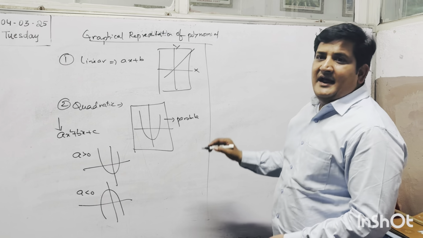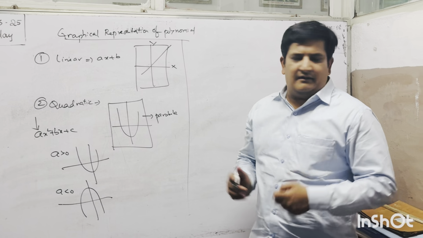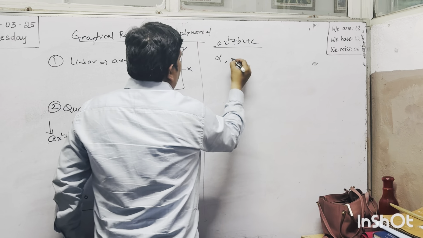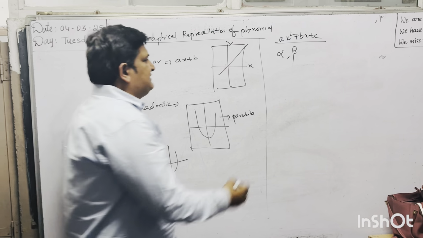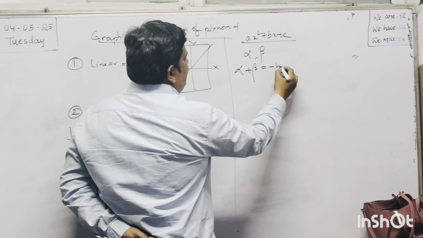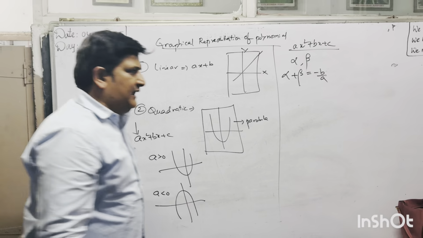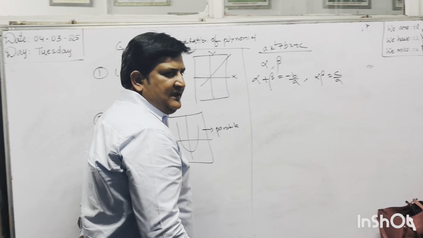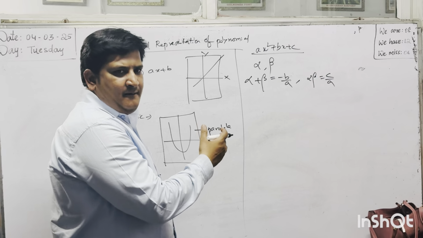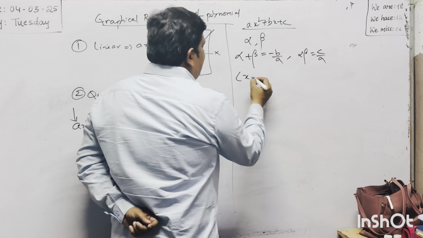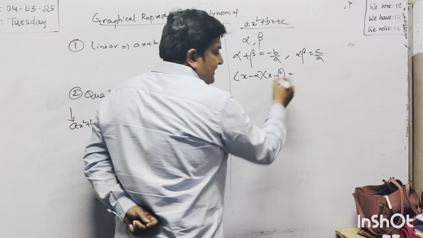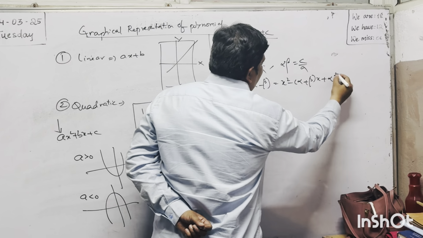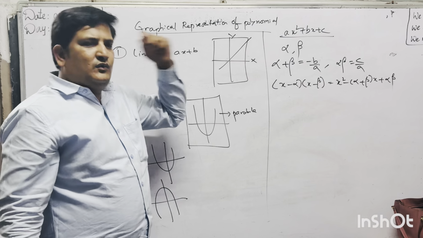Next, coming to the relationship between alpha and beta, that is the roots. For example, for ax square plus bx plus c, the roots are alpha and beta. Here the sum of the roots, alpha plus beta, is minus b by a, and the product of the roots, alpha beta, is c by a. And if I want to write the expression with the help of alpha and beta, you can take x minus alpha into x minus beta. When you solve, x square minus (alpha plus beta) into x plus alpha beta. This is for the quadratic polynomial.